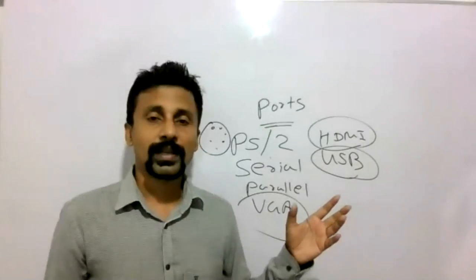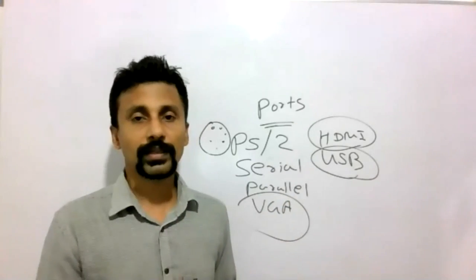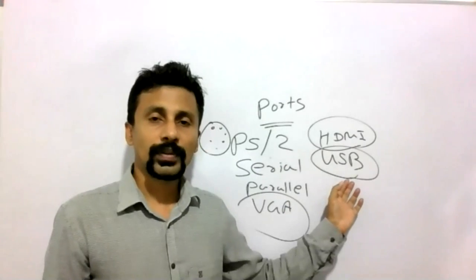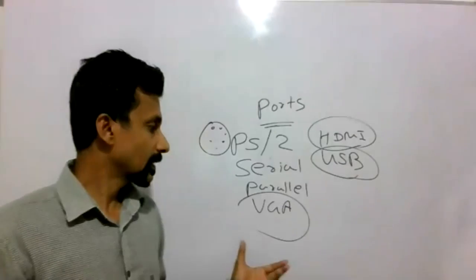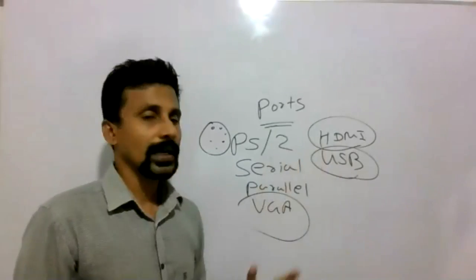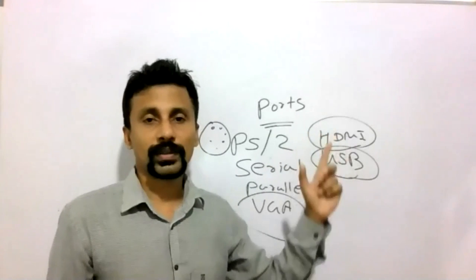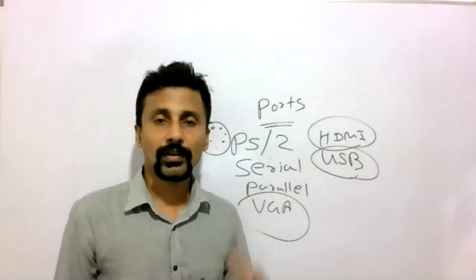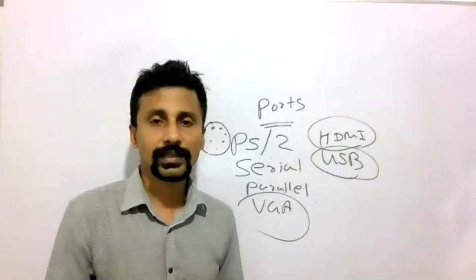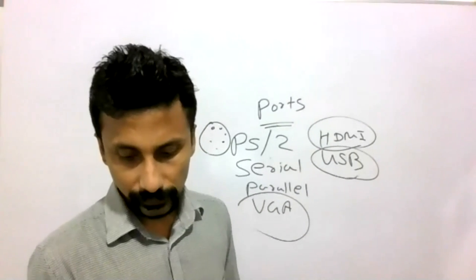When you take some speakers and all that, you don't have separate power cables. You can connect them to the USB port without any problem, right? Then HDMI is replacing VGA. The difference is that through HDMI you can carry both audio and video, but with VGA you can have only graphics, that is visual only, right? That's the difference. So that is all about ports.